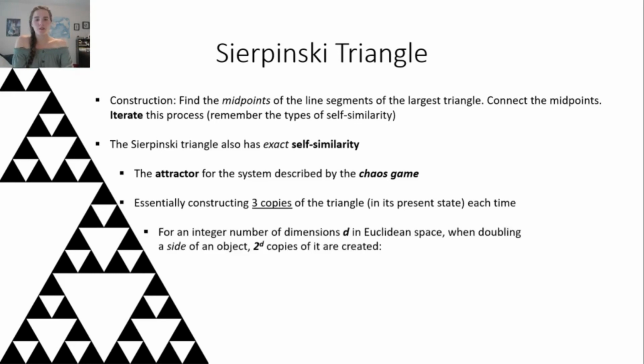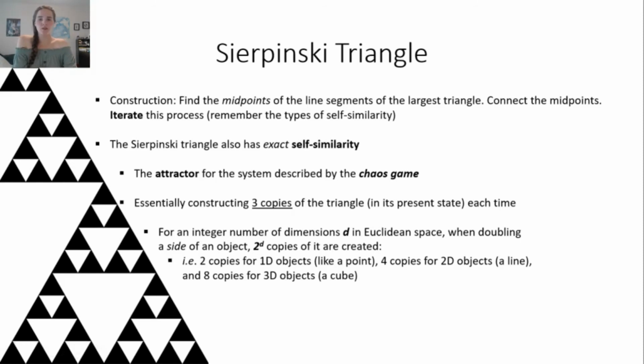So for an integer number of dimensions d in Euclidean space, when doubling a side of an object, 2 to the d copies of it are created. And this is exactly what I was mentioning when we were talking about power laws, with the relationship between the area of a square and the length of its sides. So, for example, 2 copies for 1D objects, because it's 2 to the 1, like a point. 4 copies for 2D objects, like a line or a square.